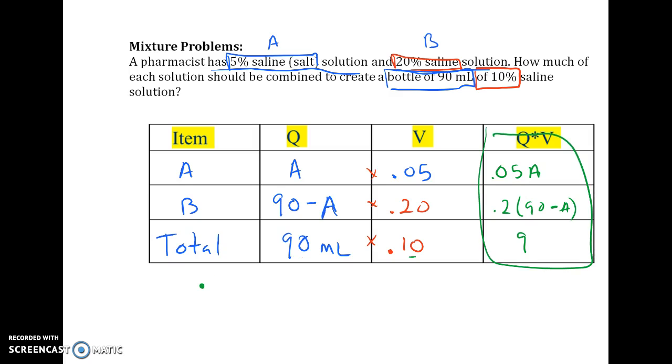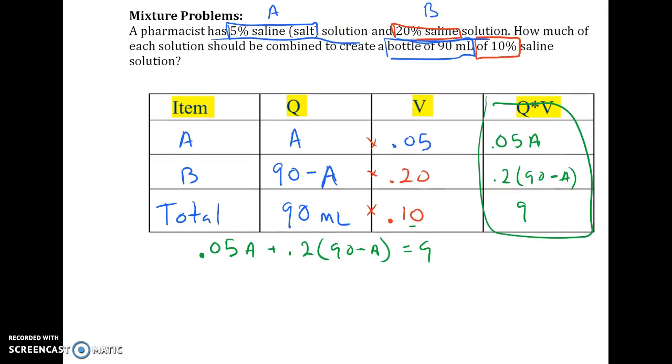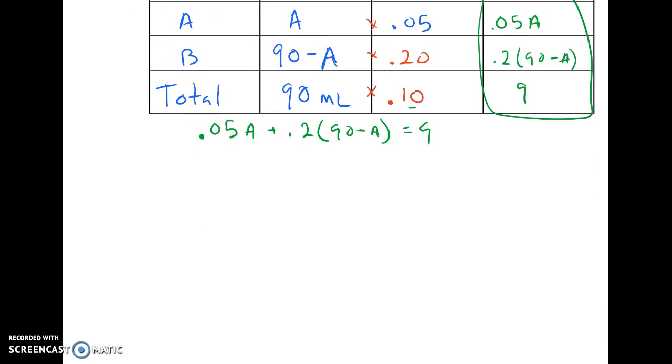So I'm going to go 0.05A plus 0.2 times 90 minus A is equal to 9. That's all we're doing right now. And then from here we just solve like we normally would. We get 0.05A plus, we would do the distributive property here, 20% or 0.2 times 90 is positive 18, plus negative 0.2A is equal to 9.